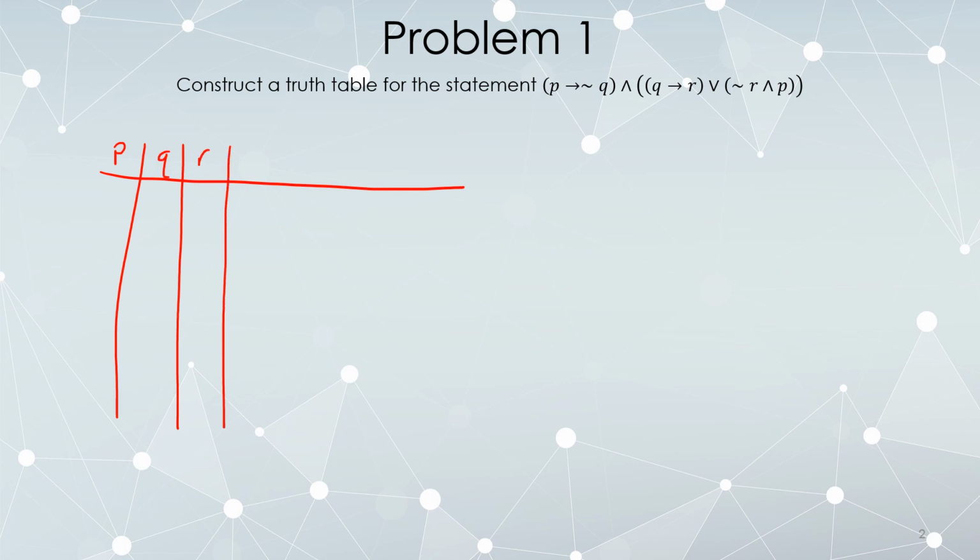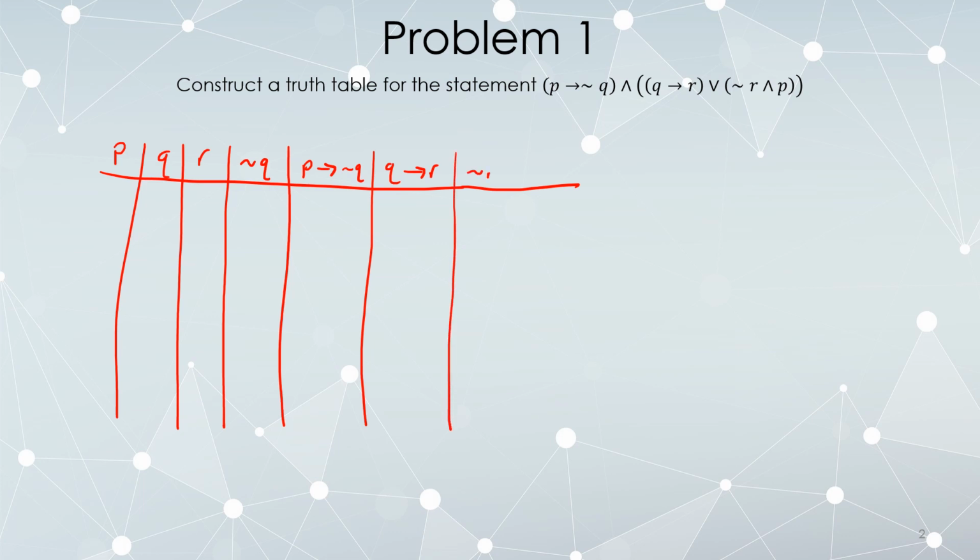Now from this point forward, we can construct one thing at a time, only using pieces we've already constructed. So if we only have P, Q, and R, we cannot yet construct that first bit, P implies not Q. First, we're going to need to build up not Q. But once we have not Q, we can construct P implies not Q. Okay, we can also go ahead and make Q implies R.